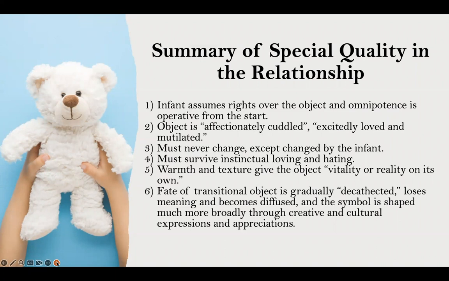So the summary of the special quality in the relationship that the child has with the object: the infant assumes rights over the object, and omnipotence is operative from the start. The object is affectionately cuddled, excitedly loved, and mutilated, chewed upon with just glee. It must never change except changed by the infant, and must survive instinctual loving and hating. So there must be a certain amount of sturdiness to the object for it to function in this way. Warmth and texture give the object vitality or reality on its own.